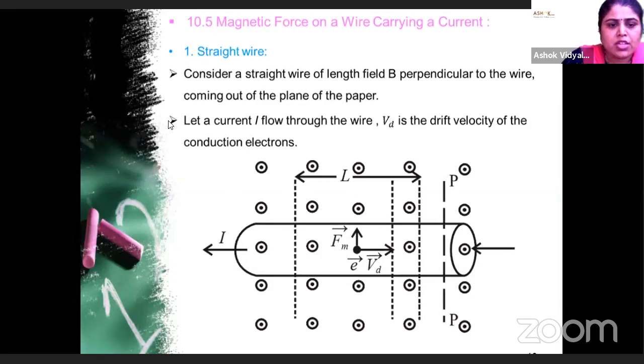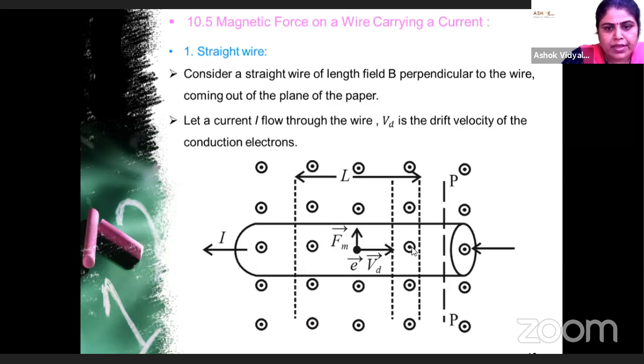Now, this also depends upon the magnetic force on a wire carrying a current. In this concept, we are first going to see the straight wire, and then we are going to see the curved wire. Consider a straight wire of length L in a field B bar.